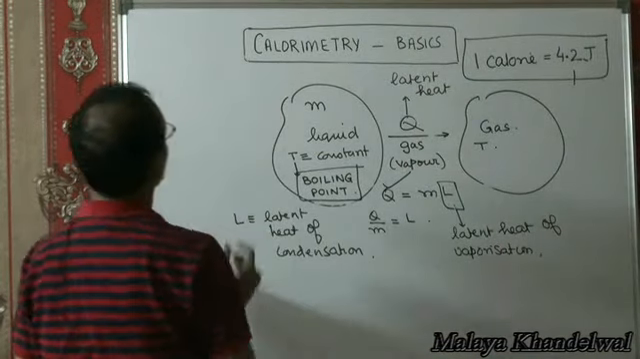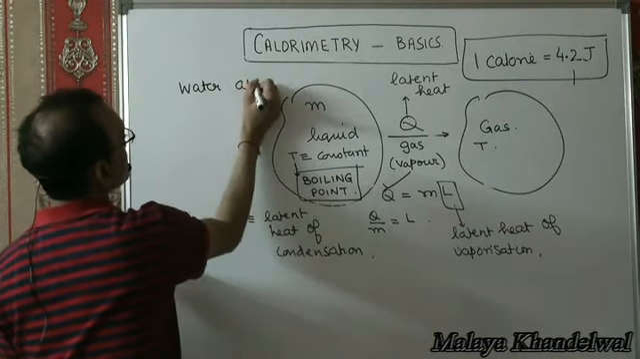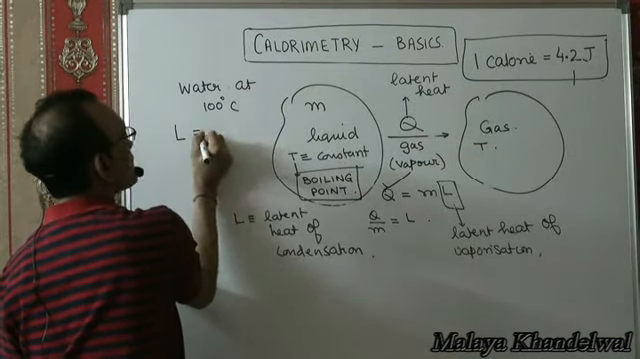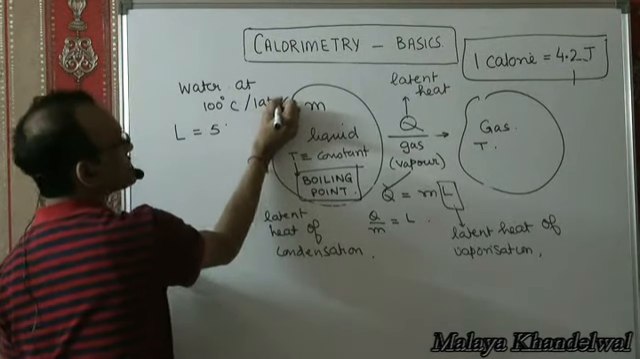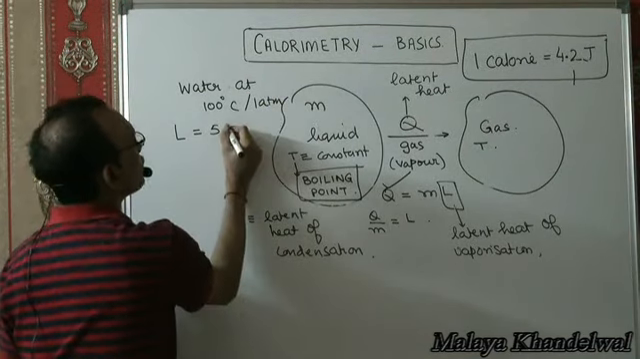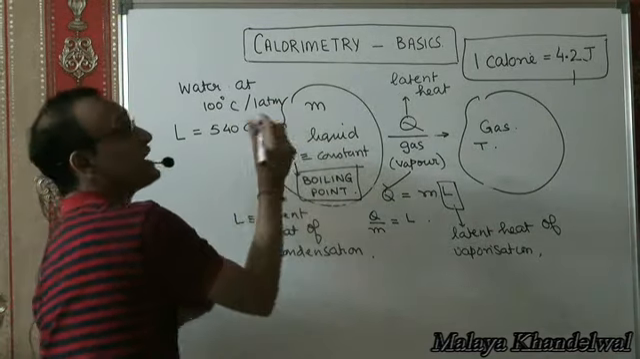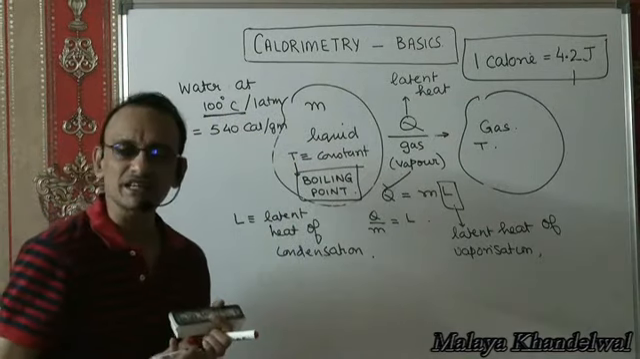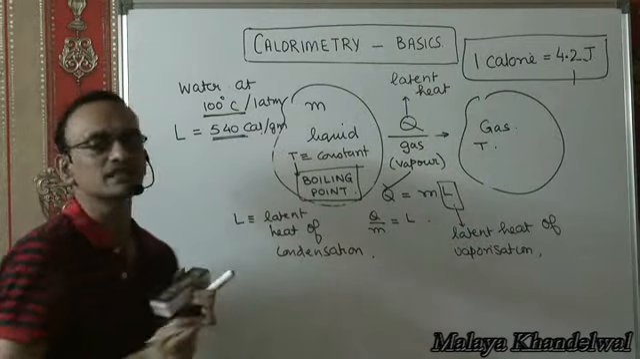And the latent heat of condensation and latent heat of vaporization are the same. And for water at 100 degrees centigrade, and of course 1 atmospheric pressure, the latent heat of vaporization is 540 calories per gram. That means every gram of water at its boiling point, 100 degrees centigrade, will require 540 calories.